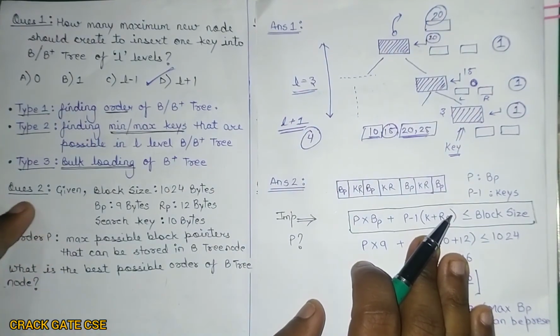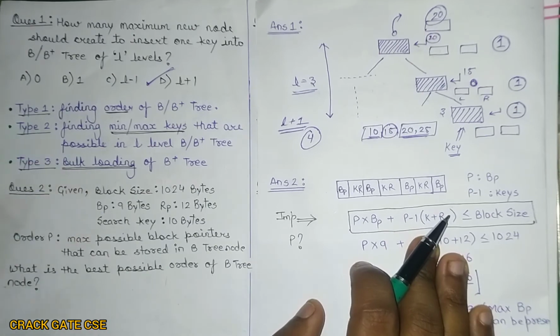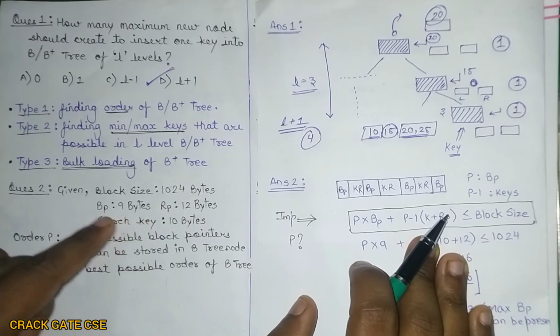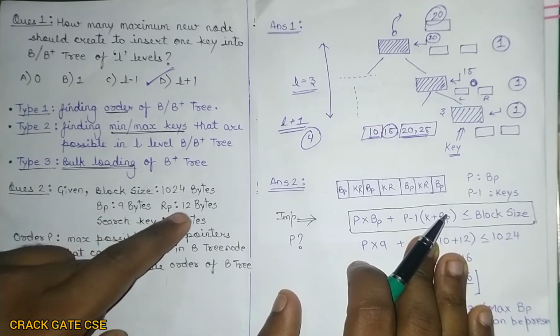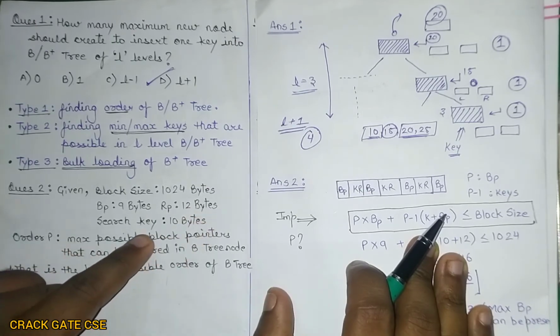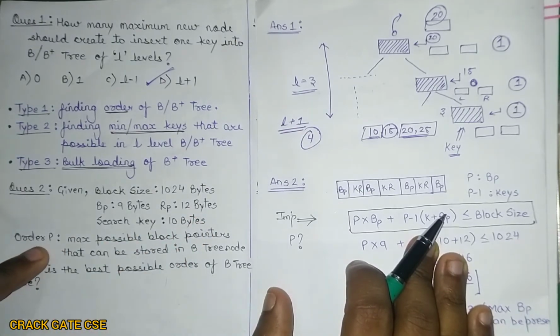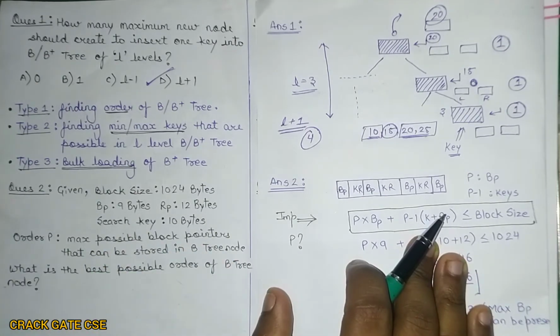Now let's move on to this second question. This is the information given: block size is 1024 bytes, block pointer size is 9 bytes, record pointer size is 12 bytes, and the search key size is 10 bytes. The order P is the maximum possible block pointers that can be stored in a B plus tree, and we have to find the best possible order.